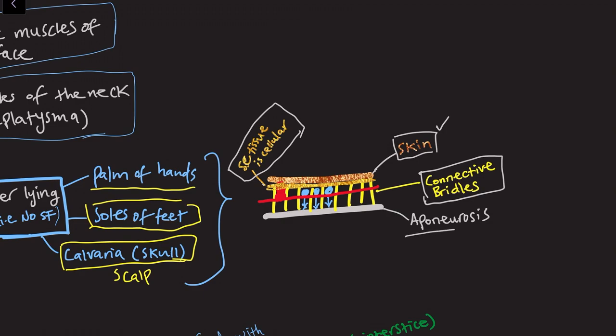But then between the aponeurosis and the subcutaneous tissue, instead of this being a superficial fascia, you have the aponeurosis that comes directly beneath the subcutaneous tissue, and then you have these connective bridles, right? These anchoring points that connect the subcutaneous tissue to the aponeurosis.